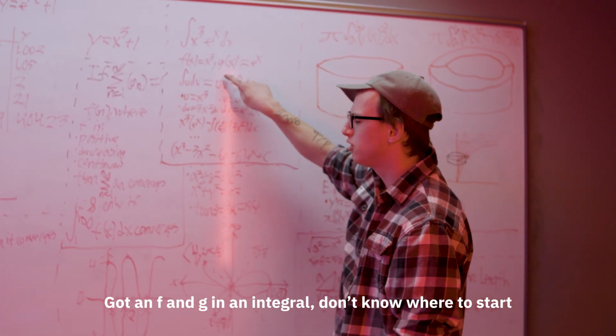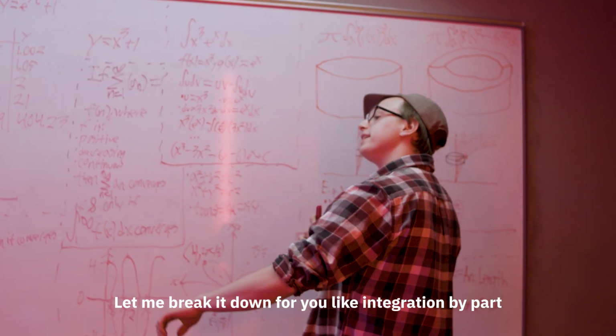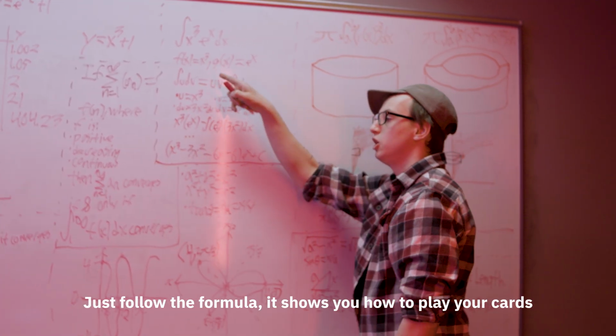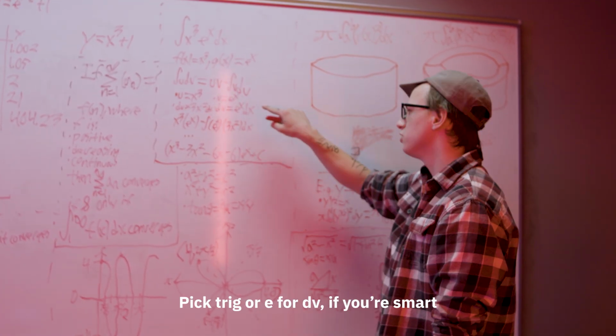Got an f and a g in an integral, don't know where to start? Let me break it down for you like integration by parts. Just follow the formula, it shows you how to play your cards. Pick trig or e for dv if you're smart.